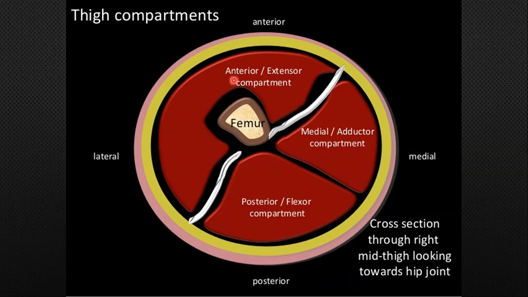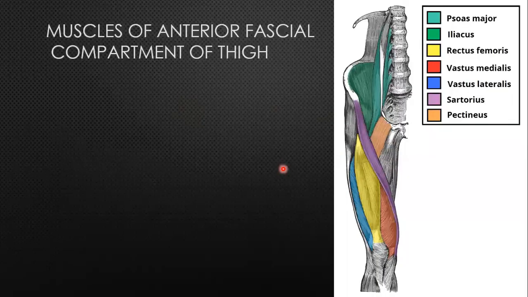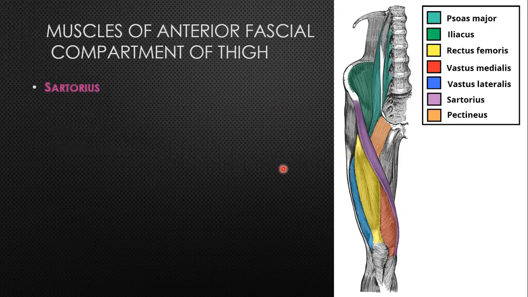The anterior compartment is situated in front of these two fascial septa, while the other two compartments are situated behind the intermuscular septa. The muscles of the anterior fascial compartment of the thigh are, number one, the Sartorius muscle, this purple color, S-shaped, ribbon-shaped muscle. This is the Sartorius muscle.